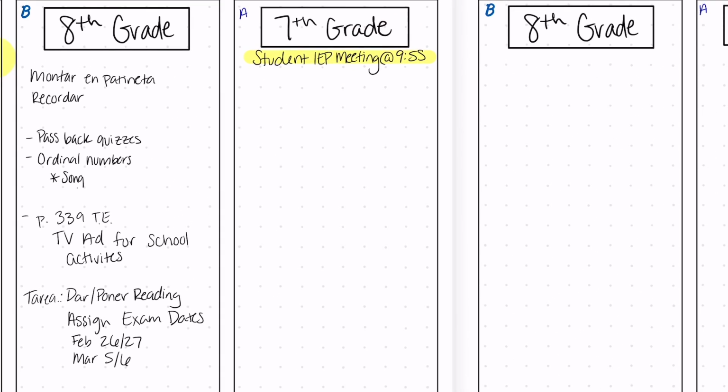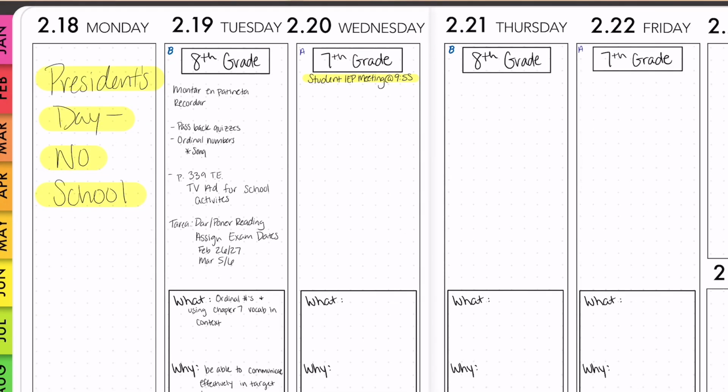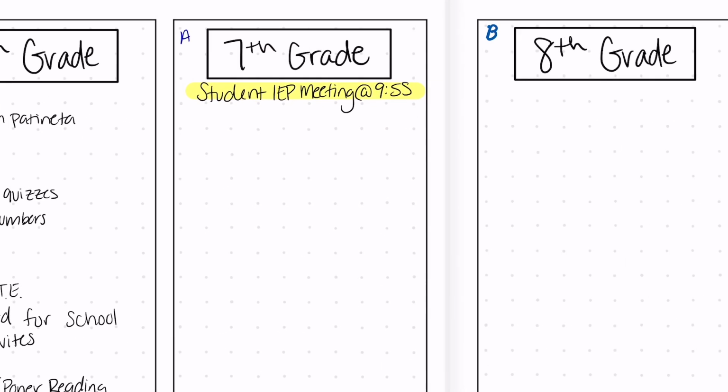Now with 7th grade, this is going to be a new day. I have each of my days lined up here at the top. B day, 8th grade, A day, 7th grade, B day, 8th grade, A day, 7th grade. I also have a student IEP meeting during my plan at 10 o'clock tomorrow, so I got to make sure I remember that. The 7th grade verbs are leer and vivir.